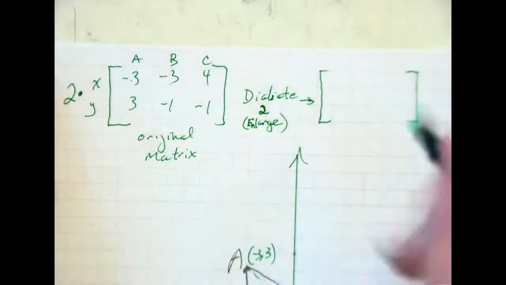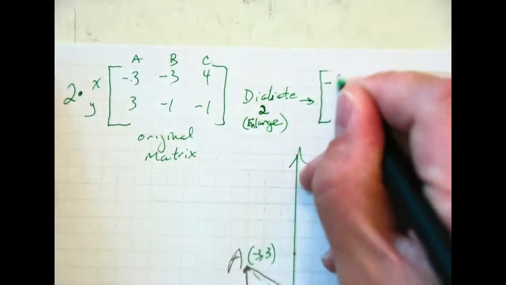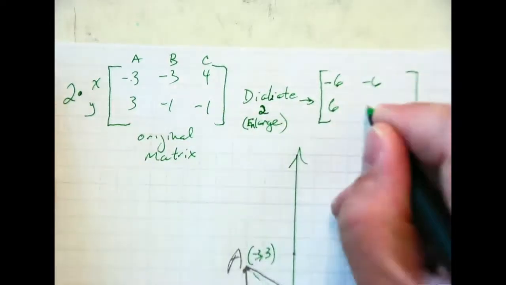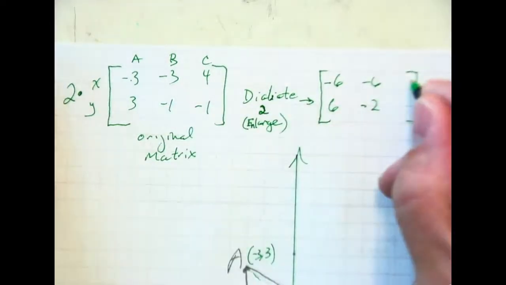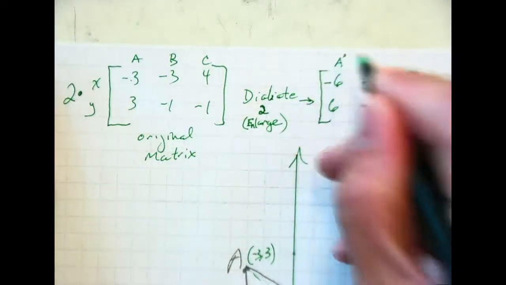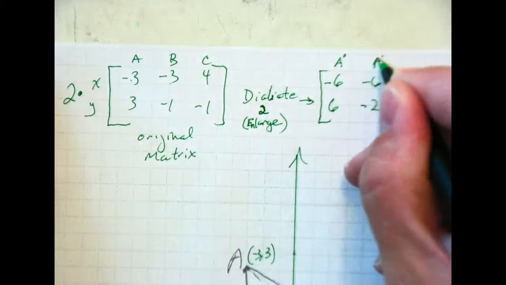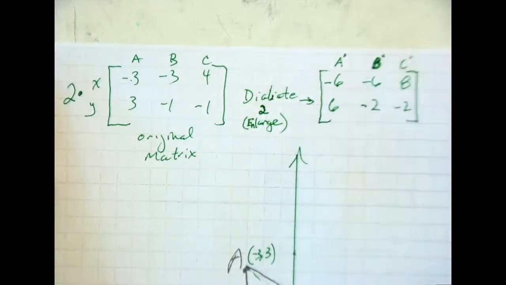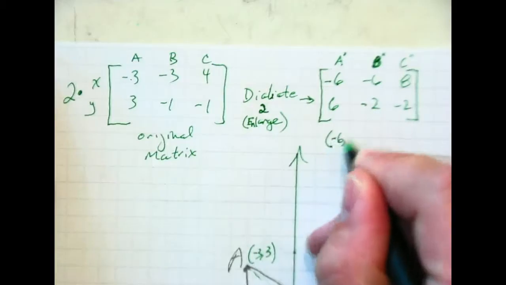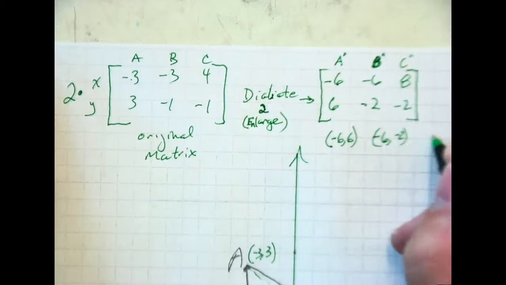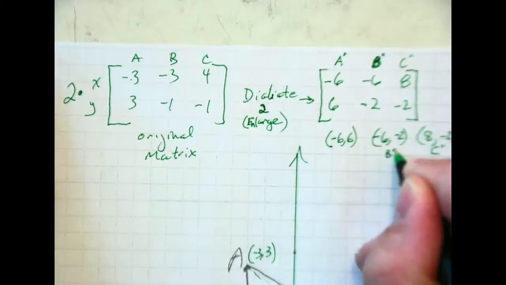So 2 times negative 3 is negative 6. 2 times 3 is 6. Negative 6, negative 2, 8, and negative 2. Those are my new coordinates. That would be my A prime, and since I've already had an A prime, I'll go A prime prime, B prime prime, and C prime prime. Okay? That would be my enlargement. Those are the coordinates of my enlargement. Negative 6, 6. Negative 6, negative 2, and 8, negative 2. Be C prime prime, B prime prime, and A prime prime.